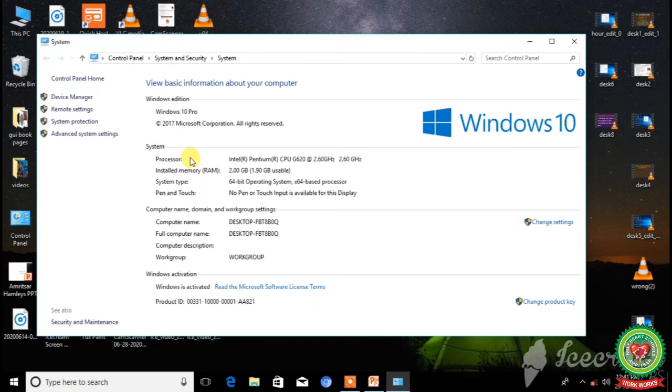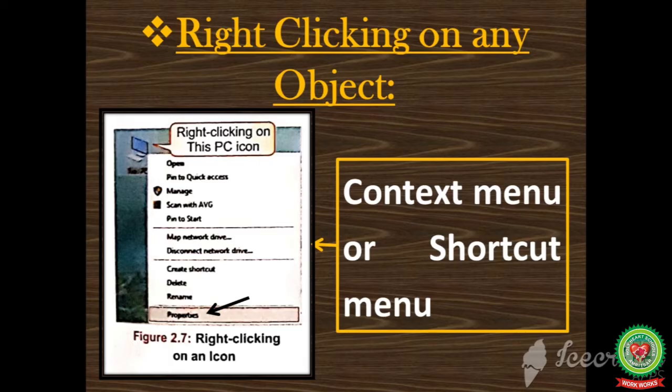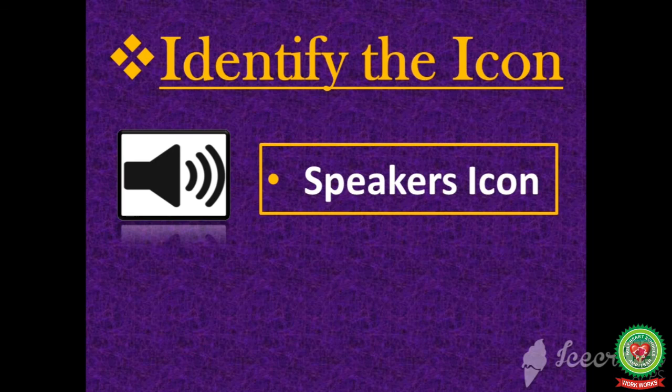So it will display which processor we are using, how much RAM we are having, what is the system type, what is the computer name, etc. So this PC icon will display the information regarding the system. And now click on this close button to close this system dialog box. And now we will do the identification of this icon, and this icon is known as speakers icon.